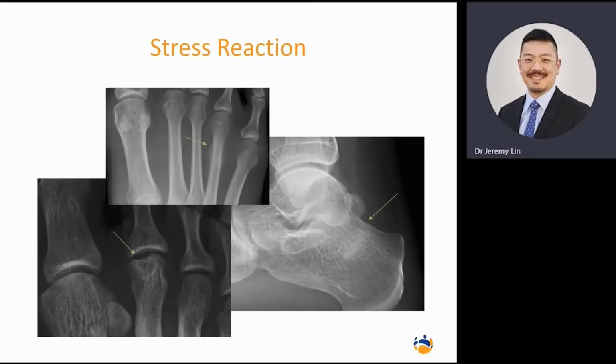So here are some X-ray examples of stress reaction. What we have here is your classical Freiberg infraction, where you've got collapse of the head of the metatarsal and subchondral lucency. Here is an established stress reaction of the fourth metatarsal shaft, where you've got thick laminated periosteal reaction. No stress fracture yet. And here is another stress reaction where you've got a band of sclerosis involving the posterior calcaneus.